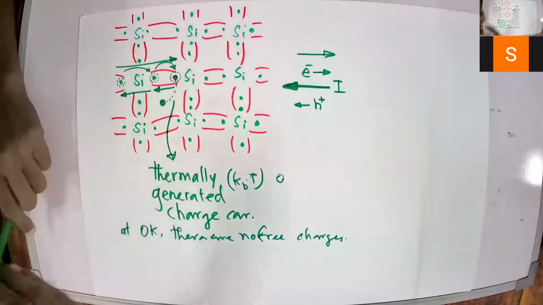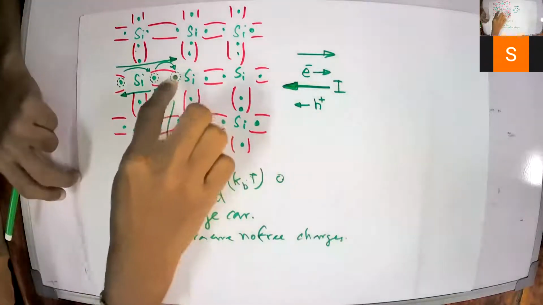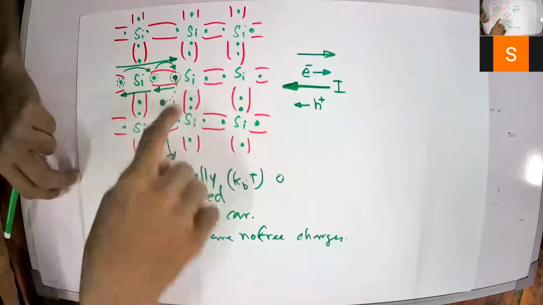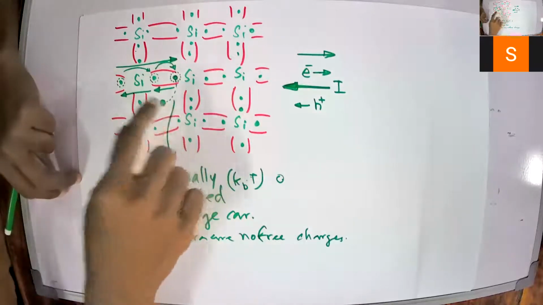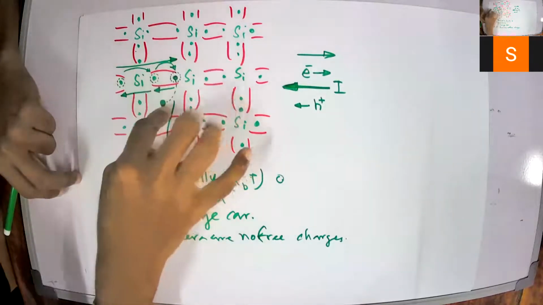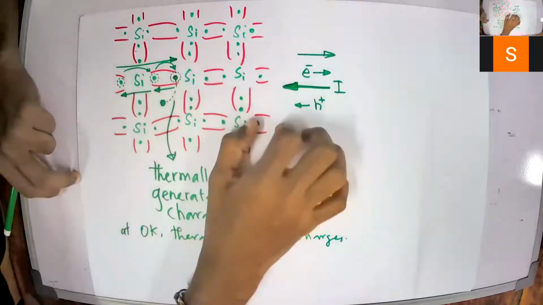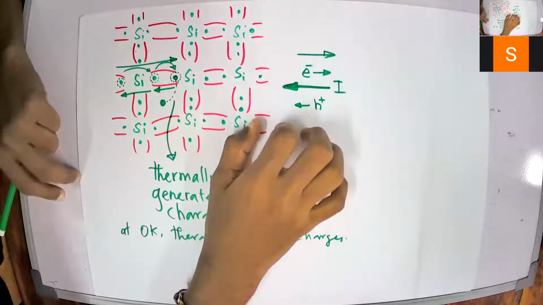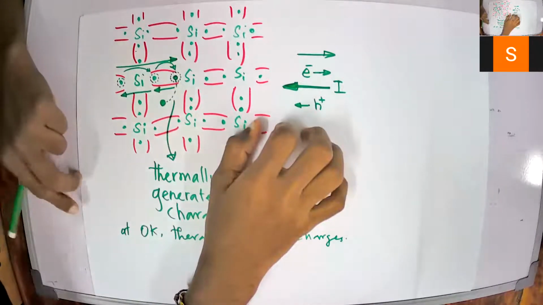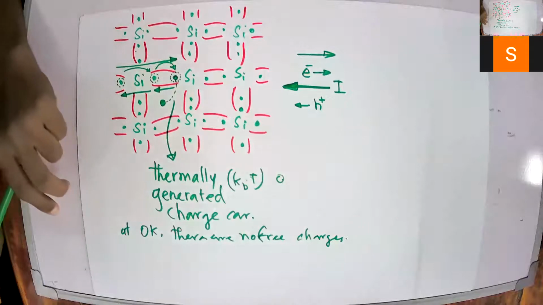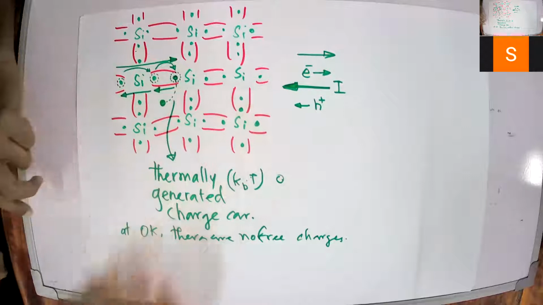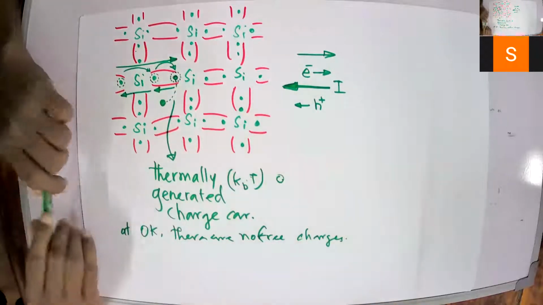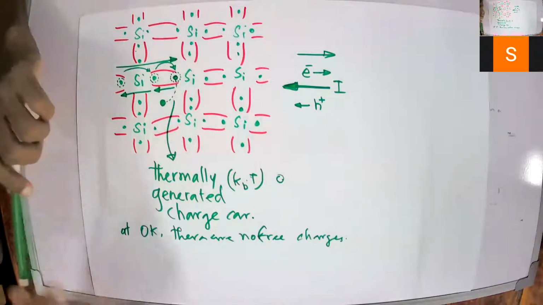But when you increase the temperature, you will have thermally generated charge carriers, which are very few in number, and those will contribute to the conduction of electricity across the silicon material, the silicon crystal.